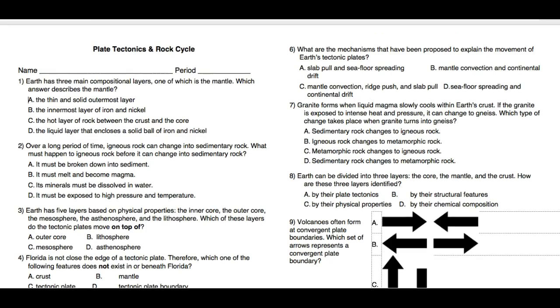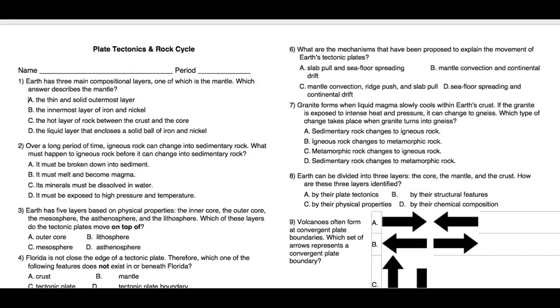Question 6. What are the mechanisms that have been proposed to explain the movement of Earth's tectonic plates? A. Slab pull and seafloor spreading. B. Mantle convection and continental drift. C. Mantle convection, ridge push, and slab pull. D. Seafloor spreading and continental drift.